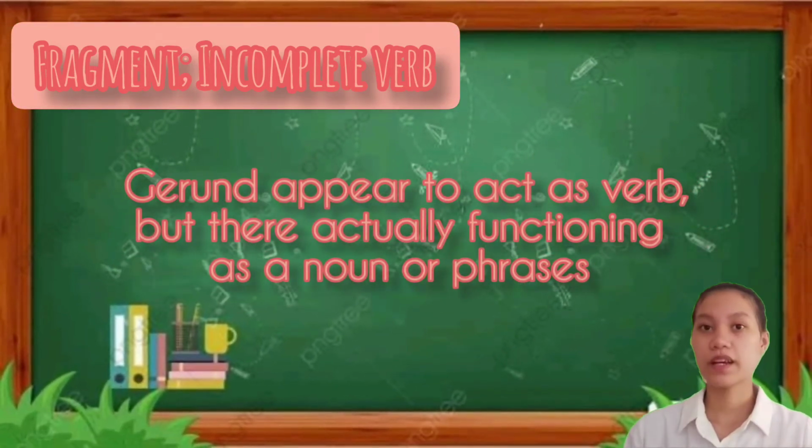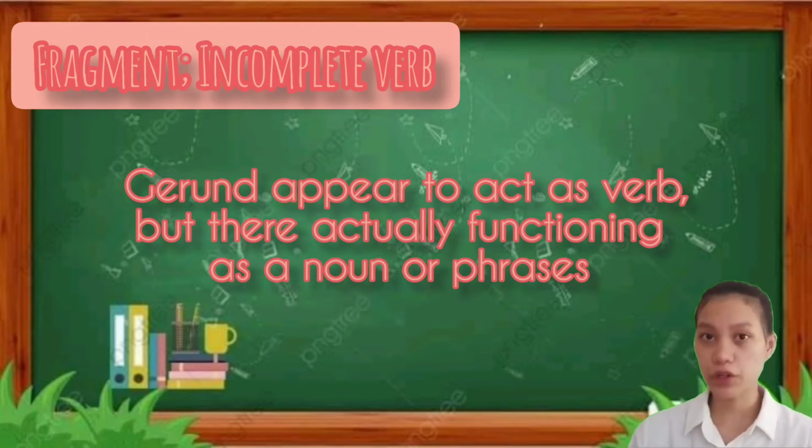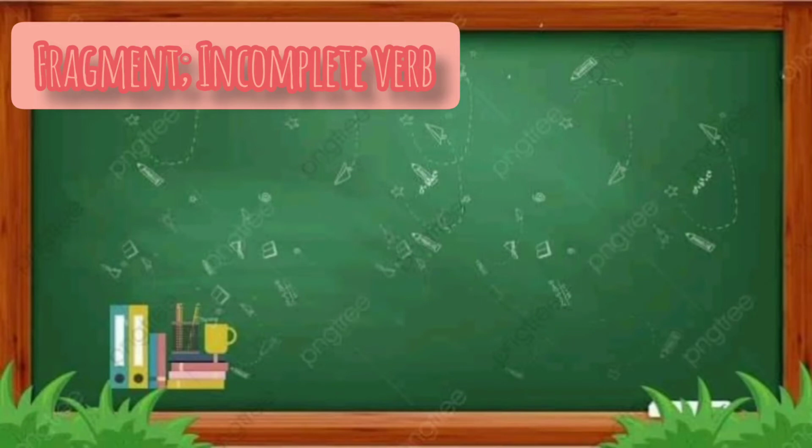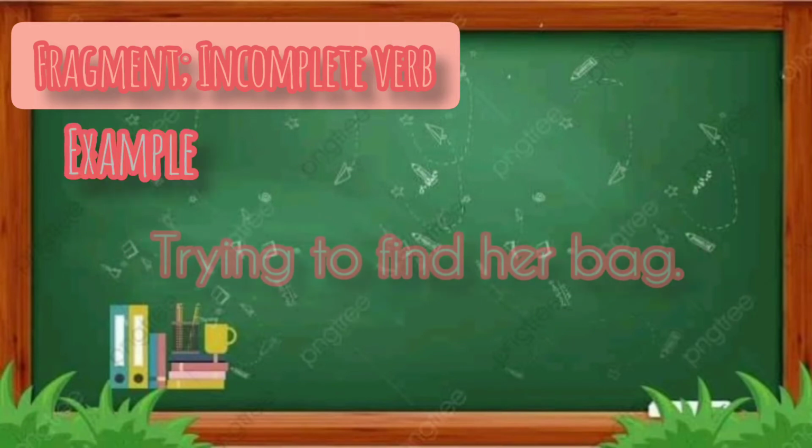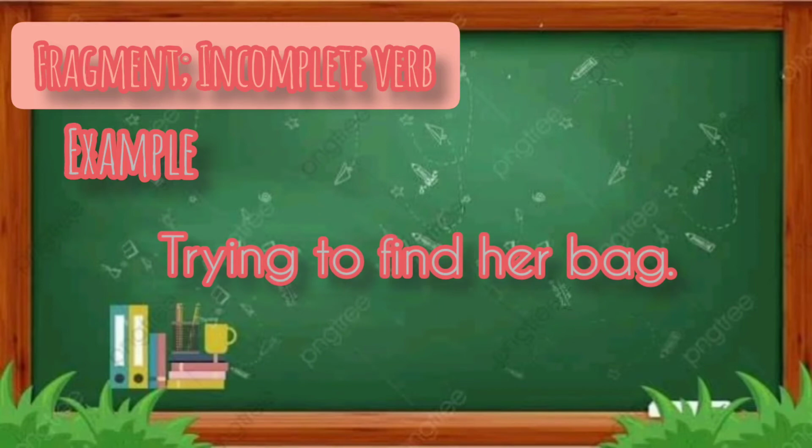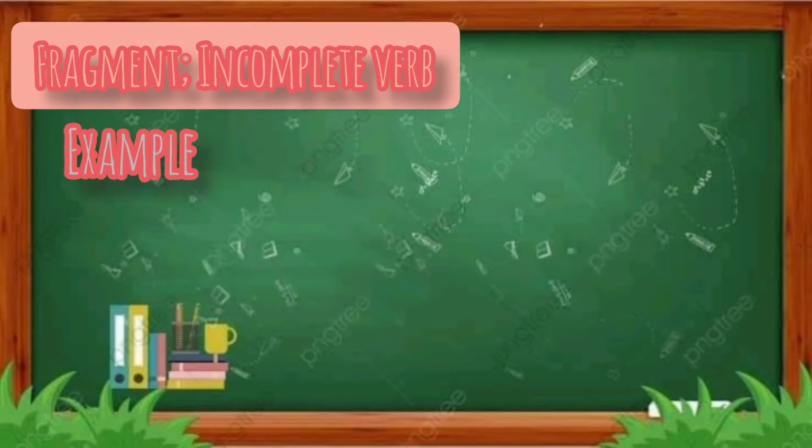Sentence fragment: -ing or a gerund. Remember that a gerund appears to act as a verb, but it actually functions as a noun or a phrase. Let me give you an example of a fragment: Trying to find her bag. There is no subject in the sentence. The thought is not complete, which means the gerund should act as a verb but doesn't function as one. Allow me to fix this sentence.